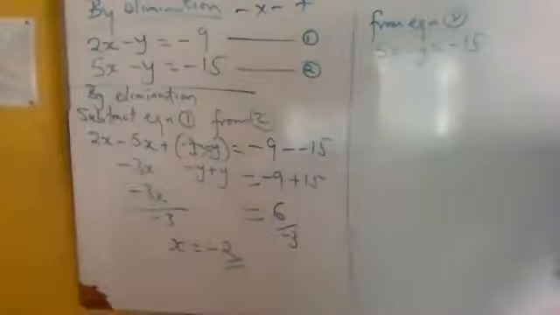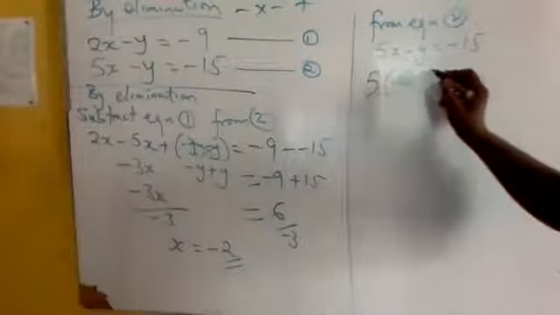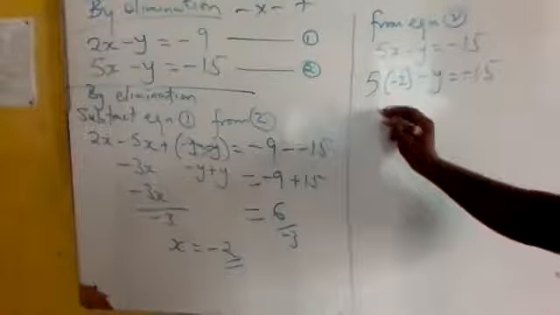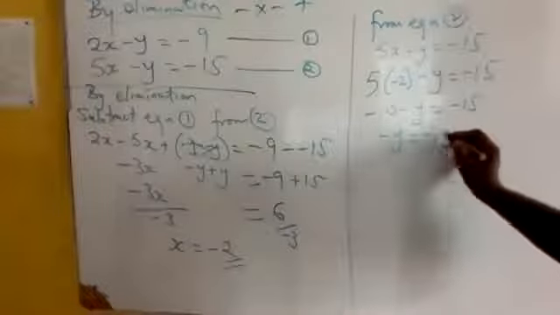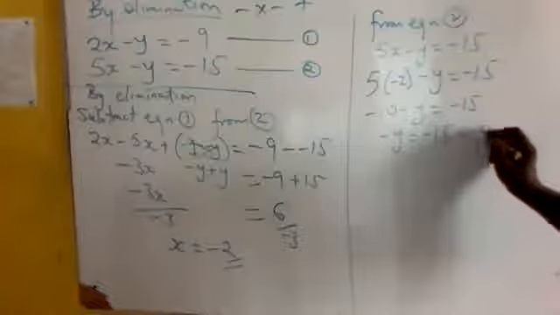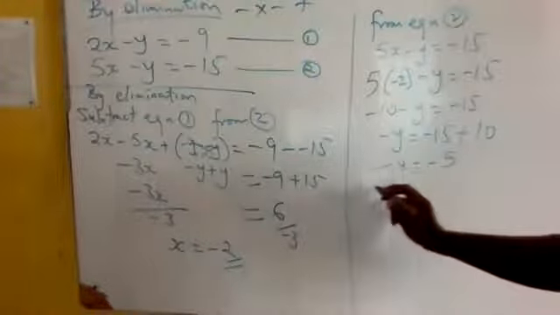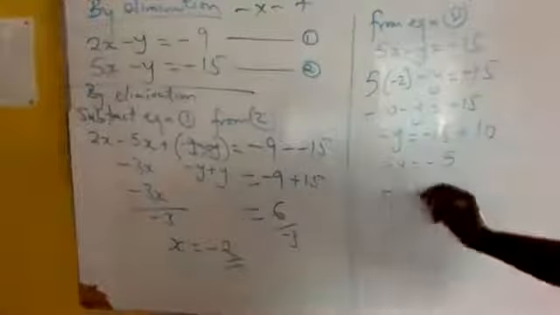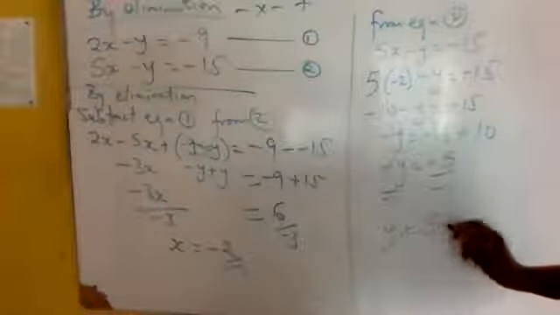Recall that we've obtained x to be minus 2. So that will be 5 open bracket minus 2 minus y is equals to minus 15. So that will be minus 10 minus y is equals to minus 15. That will be minus y is equals to minus 15 plus 10. Minus y is equals to minus 5. Now, because this is negative, you can't leave your answer like that. So you divide both sides by minus 1. So y will be equals to what? 5.